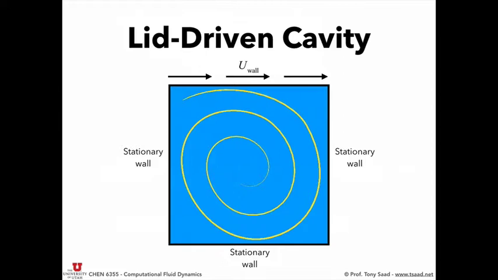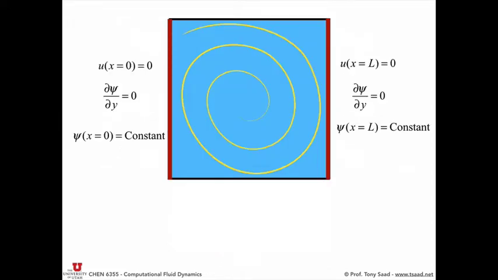Okay? But boundary conditions. First, I'm going to start with the stream function, and then from the stream function, we're going to deduce the boundary conditions for the vorticity. Okay? On the left wall, so forget about the right wall now. On the left wall, we do not have any flow entering the domain.